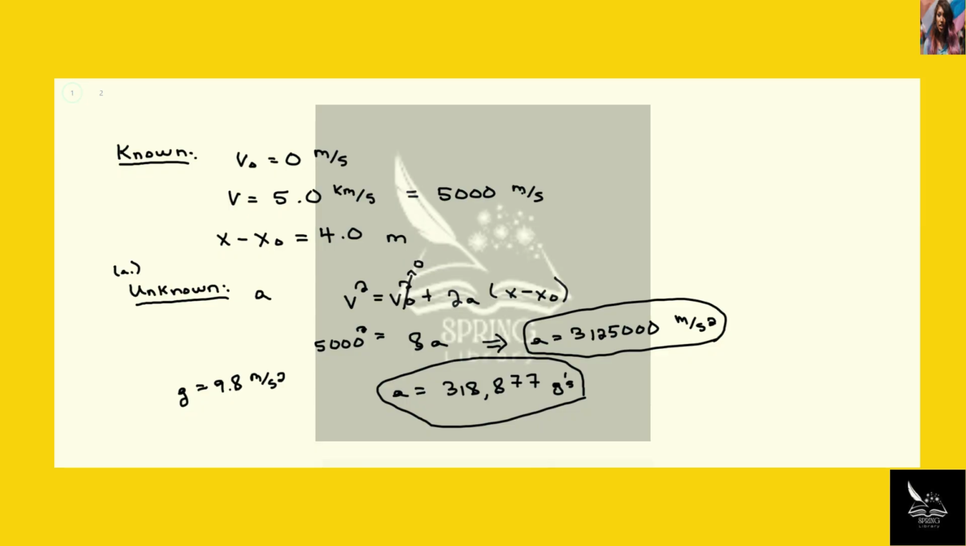Now we need to convert this to G's because the problem asks for it in both meters per second squared and in G's. To do that, we note that a G is 9.8 meters per second squared. So if we take this number and divide it by 9.8, we figure out how many G's are in this. When we do that, we get that the acceleration is also 318,877 G's. And these two things combined are the answers to part A.